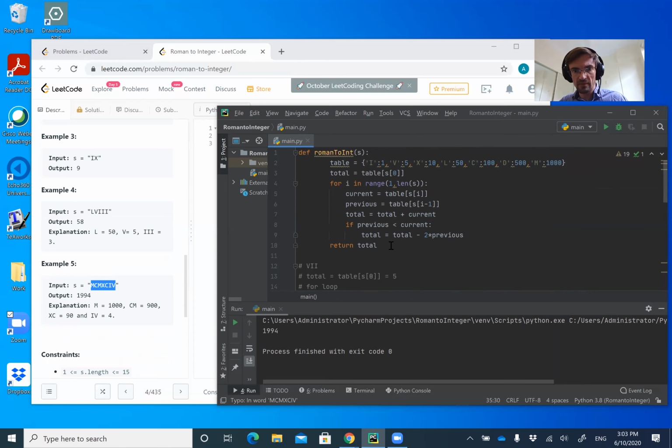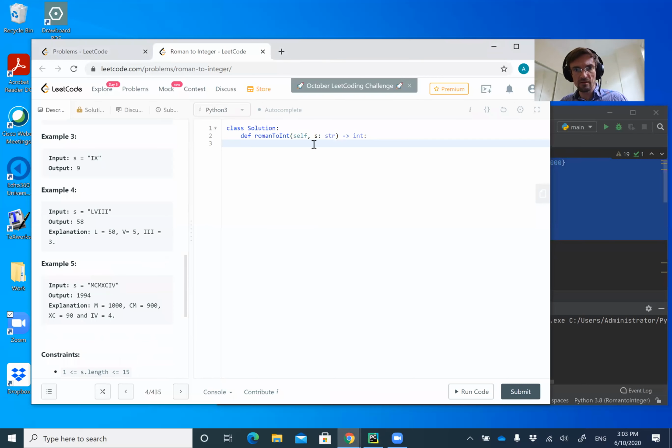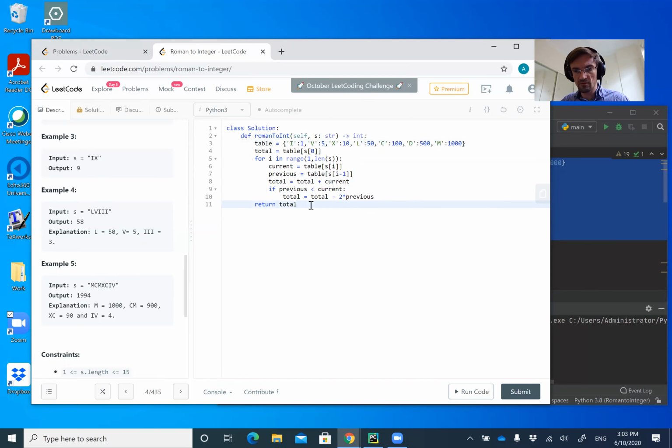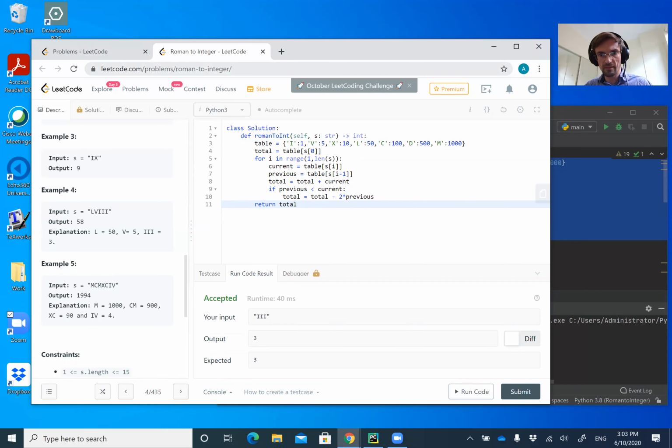So let me take that and put it in here. So definition table, blah, blah, blah. Okay, turn it over. Run code. Let's see. Okay, and submit.